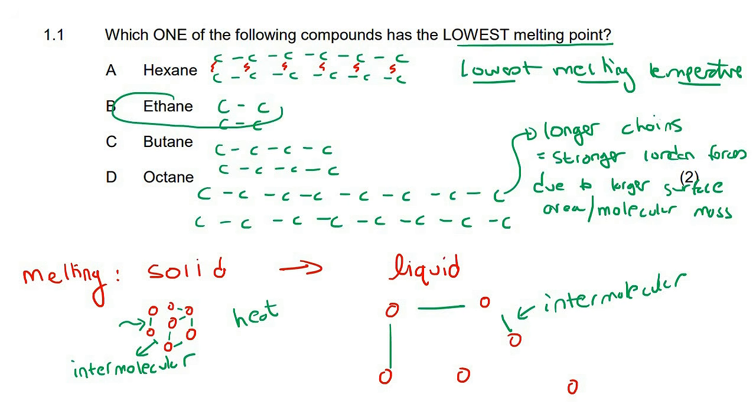Ethane, however, is going to be super easy to separate. Because the chain is shorter, there are weaker London forces, so it'll be easier to separate, and so it would have the lowest boiling point. And so that is our answer. It'll be the easiest to separate, so it has the lowest melting point. Okay, I hope that makes sense.